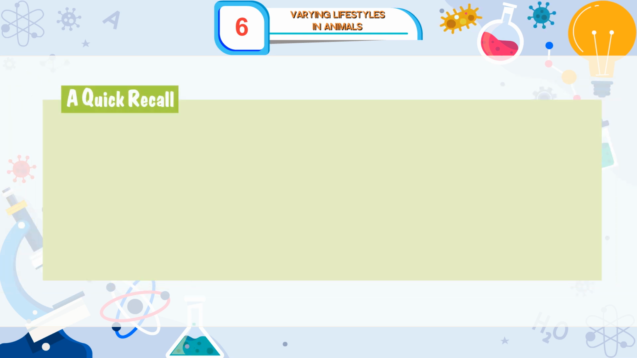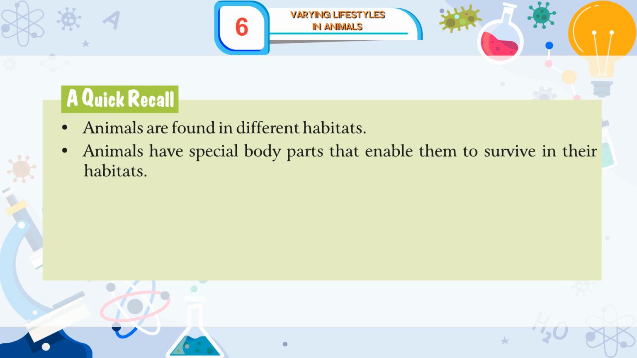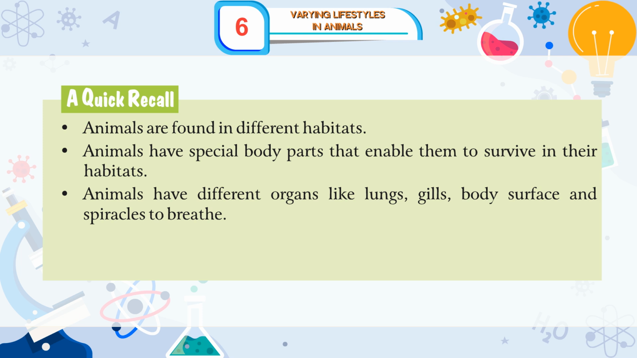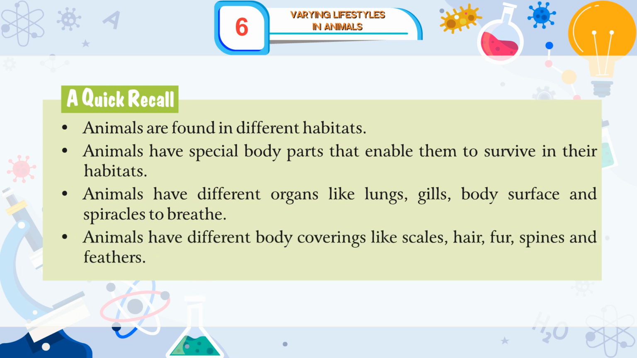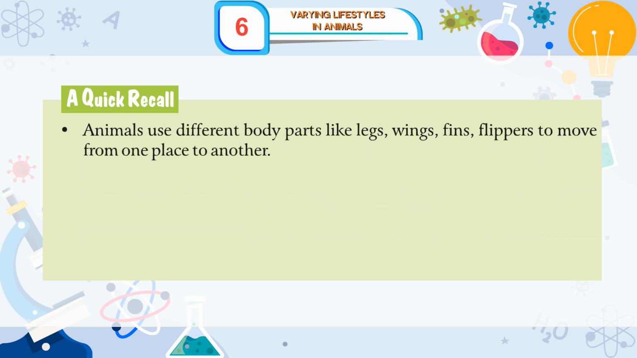A quick recall. Animals are found in different habitats. Animals have special body parts that enable them to survive in their habitats. Animals have different organs like lungs, gills, body surface, and spiracles to breathe. Animals have different body coverings like scales, hair, fur, spines, and feathers. Animals use different body parts like legs, wings, fins, flippers to move from one place to another.